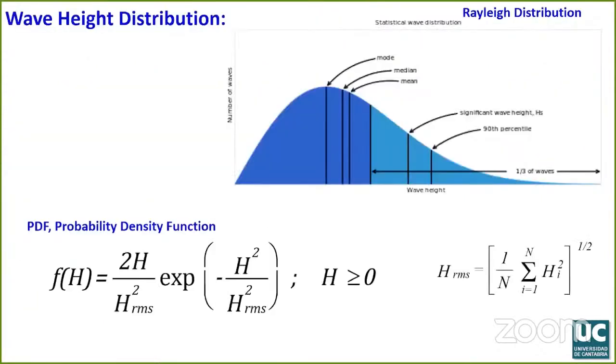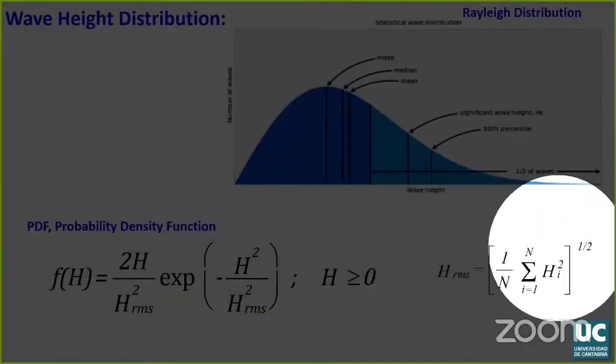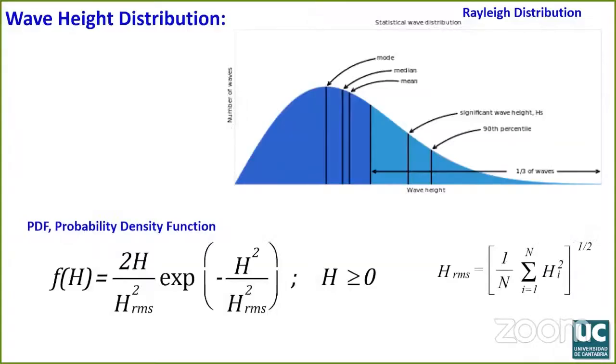The best mathematical model for characterizing wave height distribution is the Rayleigh distribution. This is a distribution with a mode, only positive values, and skewed on the right-hand side. The only parameter of this distribution is HRMS, the root mean square wave height. Therefore, by just knowing this parameter, we can estimate all the possible wave height statistics.